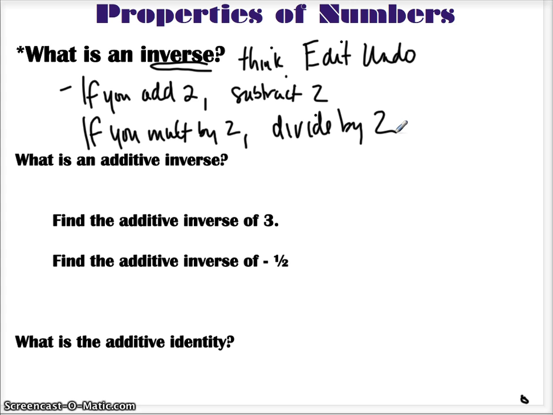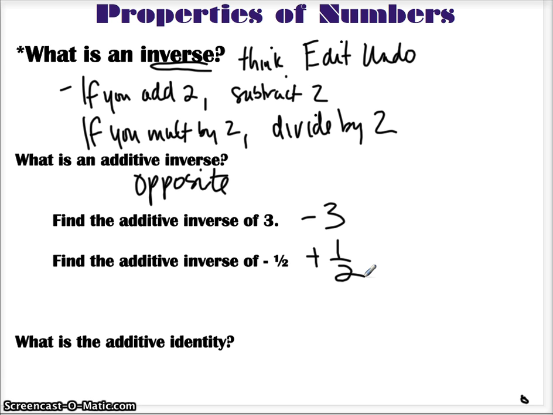So what is an additive inverse? Basically, an additive inverse is the opposite. Okay, find the additive inverse of 3. The opposite of 3 is negative 3. Find the additive inverse of negative 1/2. The opposite of negative 1/2 is positive 1/2. Okay, that's what an additive inverse is, and how it's basically undoing the operation.